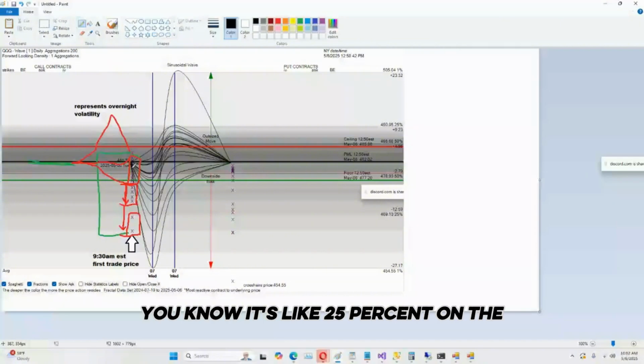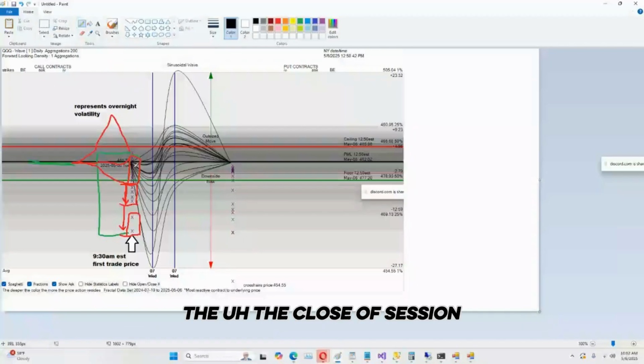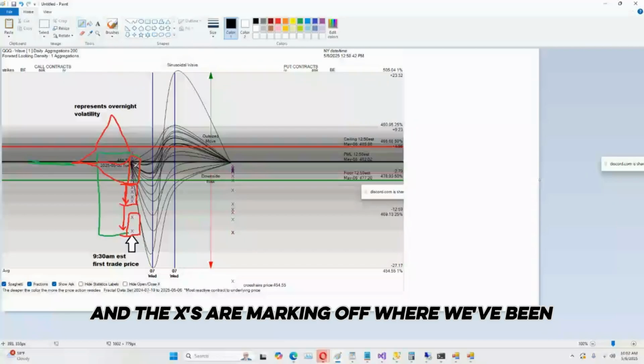I was marking Meta the other day using the same technique, and it got moved, I don't know, like 2,500% on I think the 600 contract or whatever. And all I did was this: I just looked at where we were relative to the close of session, and then where we're going to open, and then the potential of the upside. All I did, super simple. So again, this is overnight volatility, and the X's are marking off where we've been.